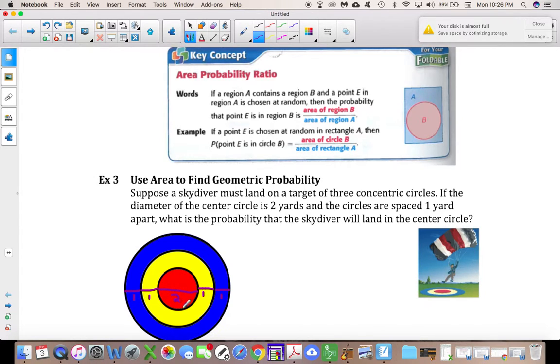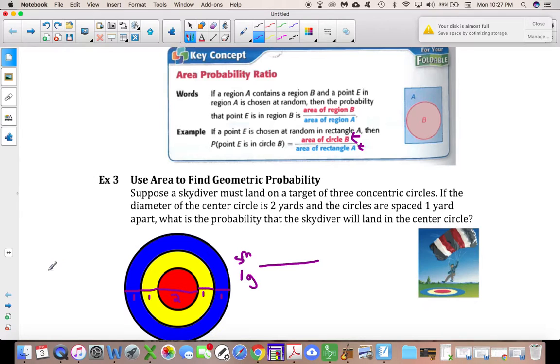So basically, I'm wanting to find the area of this center circle in relationship to the total area. So the area of circle B versus the area of the rectangle. The area of what I'm trying to find over the total area. Area of region B over area of region A. So the center circle is going to be my top one. So I'm going to put small circle over large circle. Small over large. All right.